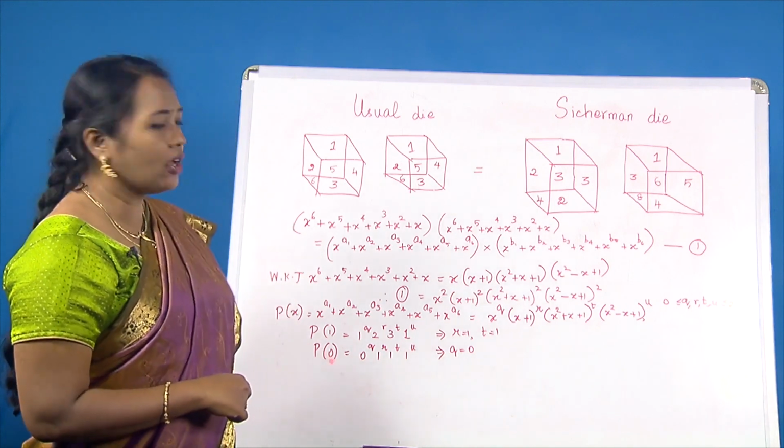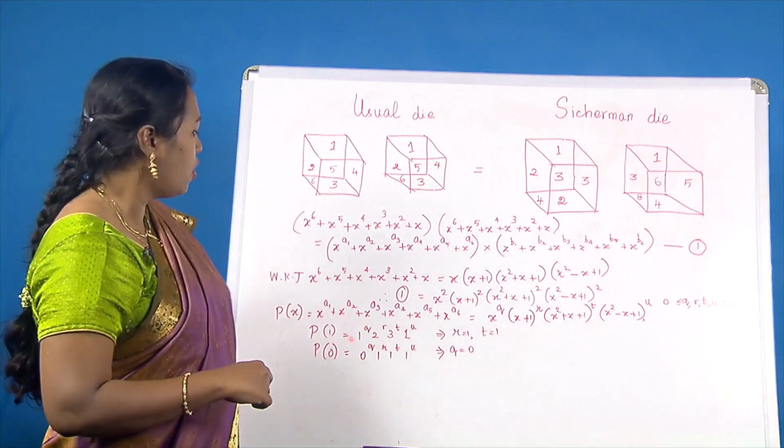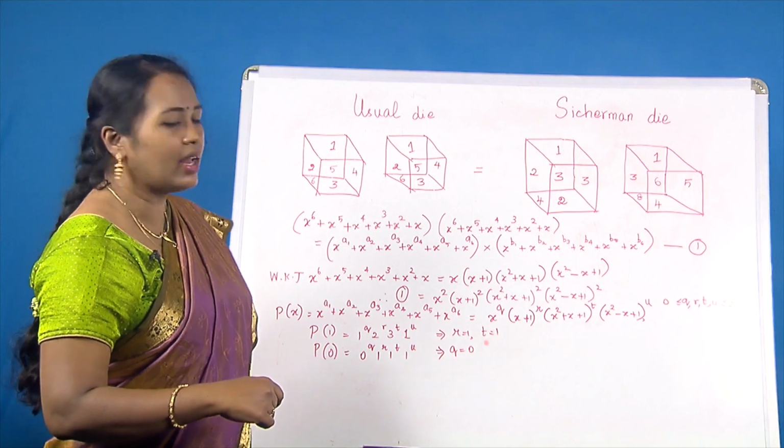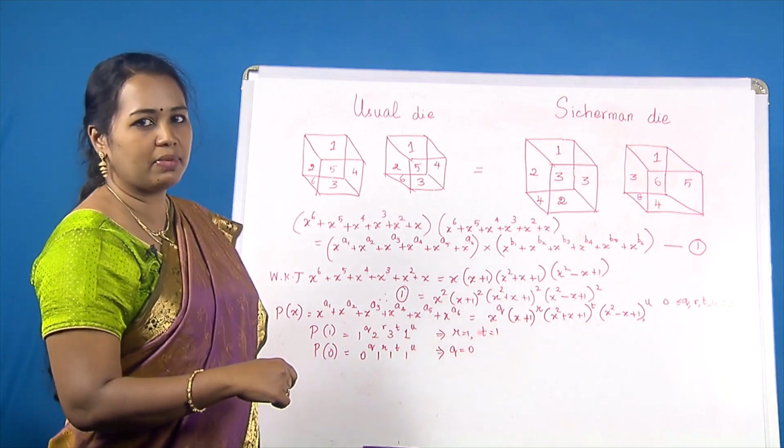Let us suppose that p of 1 can be written in two ways. So, 1 power q, 2 power r. All you have to do is substitute 1 in the place of x. Therefore, you will get in equation 1 particularly, 1, 1 plus 1, 1 squared plus 1 plus 1, 1 squared minus 1 plus 1. So, this will become 1 power q, 2 power r, 3 power t and 1 power u. So, the only way that you can get 6 here is if r is equal to 1 and t is equal to 1, no other possibility.